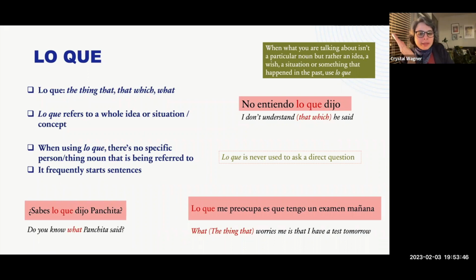Okay, so no entiendo lo que dijo. I don't understand that which he said. Once more, this is nothing specific that is being referred to, saying I don't understand what was said. Lo que is never used to ask a direct question. Here is another example. Lo que me preocupa es que tengo un examen mañana. This thing that I'm worried about is not specific. It's not referring to anyone in particular in any of these examples. So once more, you can determine that you would not be using que or quienes in any of these cases anyway, because it doesn't apply.